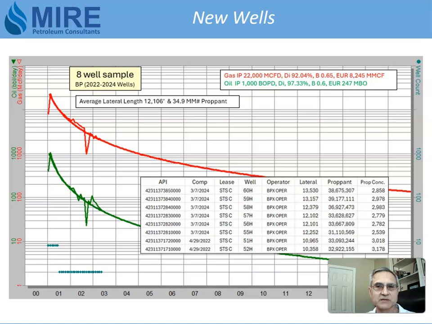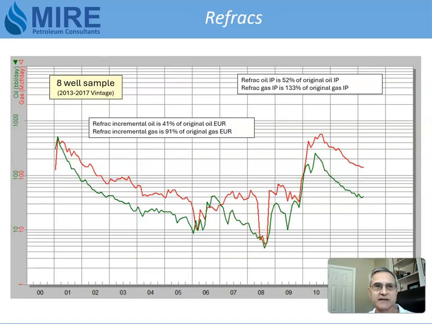The next thing is we looked at refracs. So the operator had been doing several refracs in the general area. So we pulled all that data and we made a normalized type curve. Here it is. So it's a rate versus time, oil and gas. Gas is red. So from this normalized type curve, we could see how the wells on average perform before the refrac, and then after the refrac, you can see the rates jumped up over there to the right.